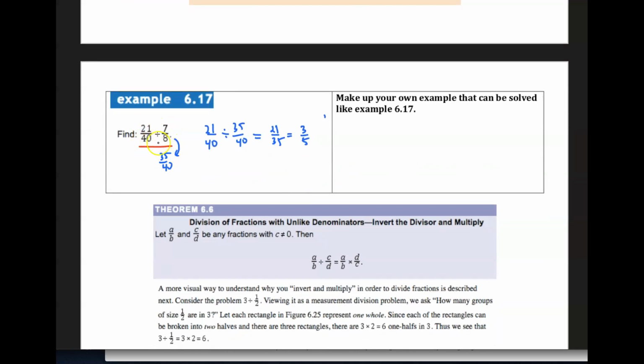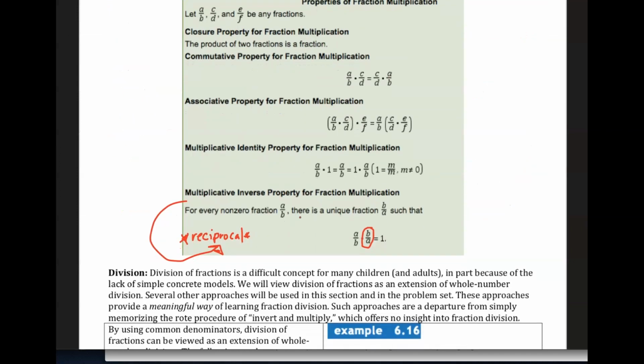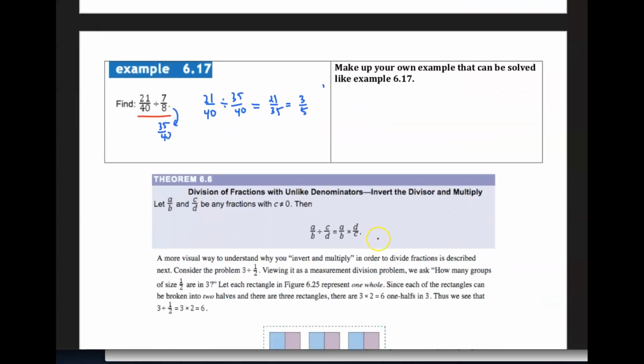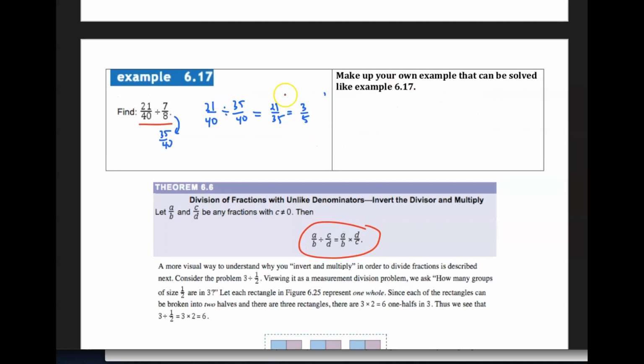In a problem like this, the old-fashioned way would be to invert and multiply, which is this rule here. We could just turn the second fraction into 35 over 40, because now it has the same common denominator. And now you could just divide. Once you have the same common denominator, 21 divided by 35, 21 over 35, or 3/5. When you get a chance, make up your own example to see how that would work.